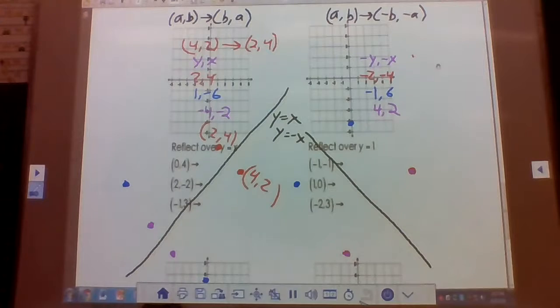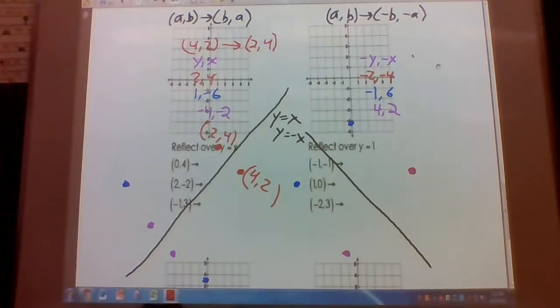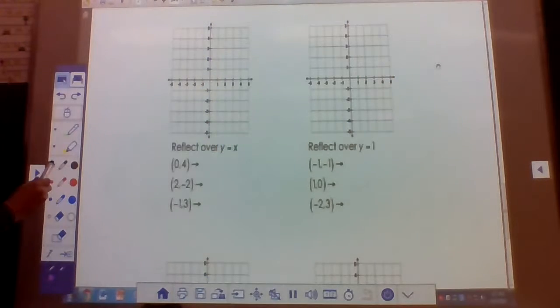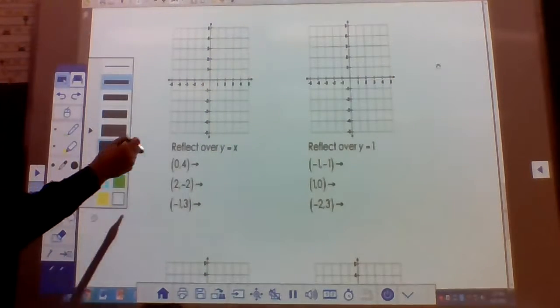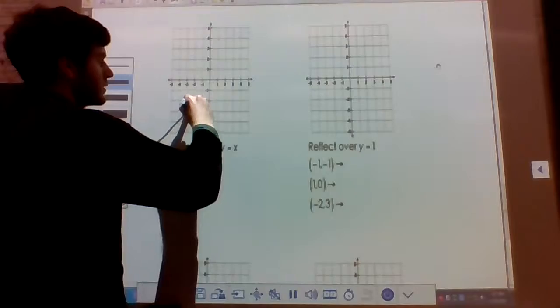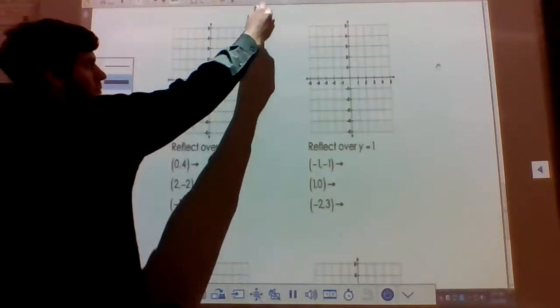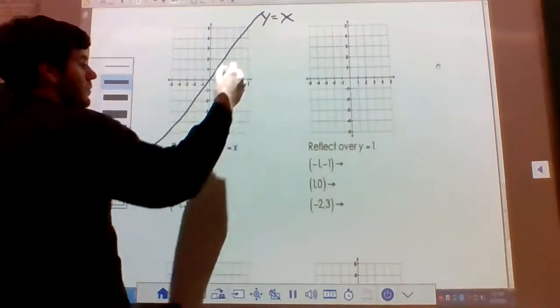So here we have 4 practice problems then. Okay, the note sheet. So here we're reflecting over the line y equals x. So let's draw in our line y equals x. So again, y equals x has a positive slope of 1 and a y-intercept of 0. So that's our line y equals x.